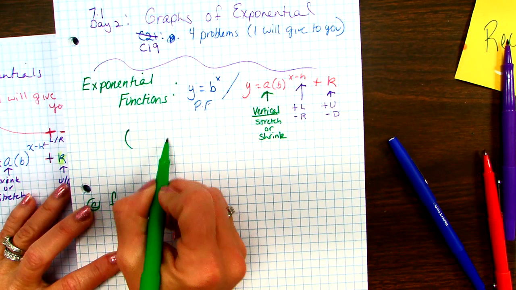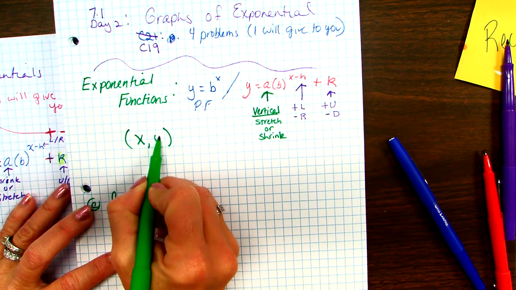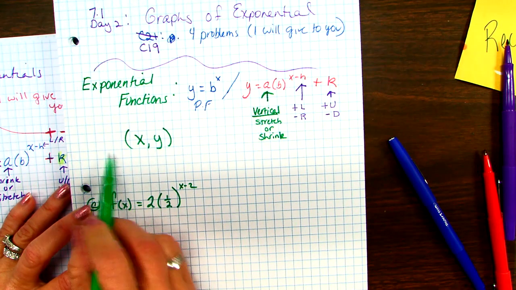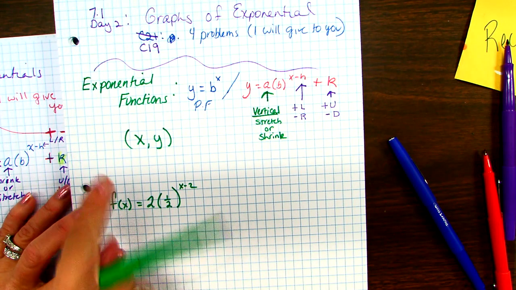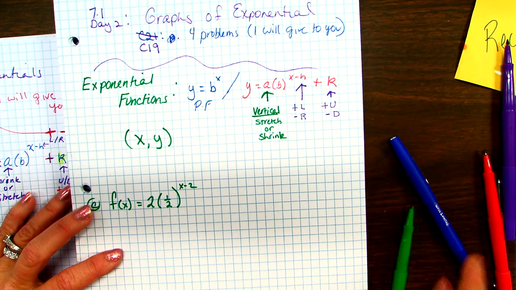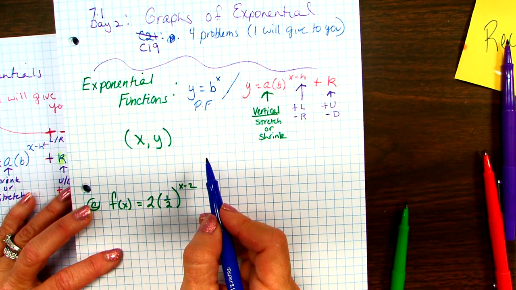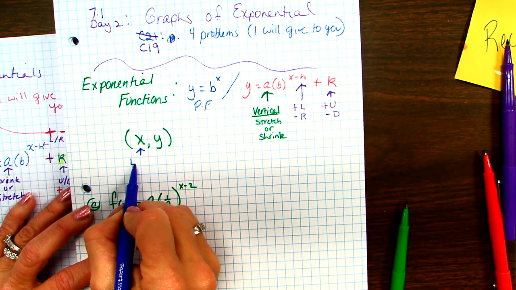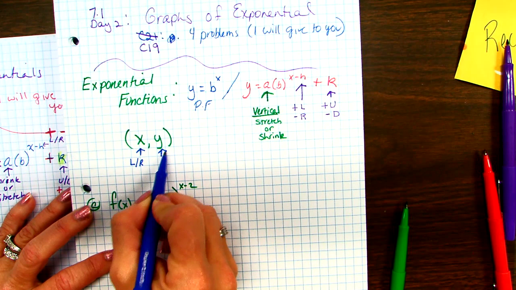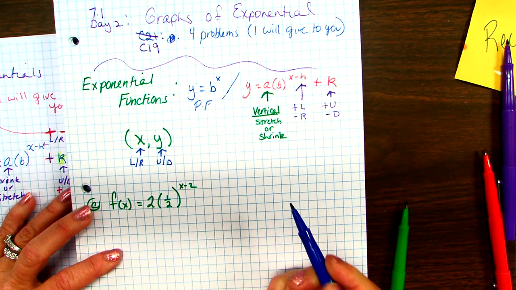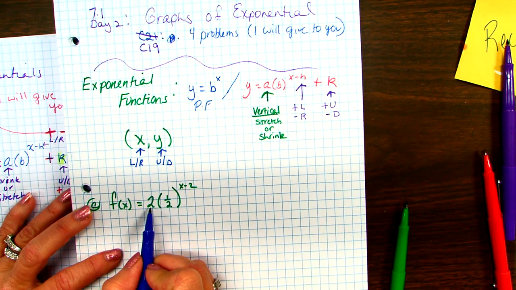Which part of an ordered pair, x and y, which one is your left and right? One of those is left and right. One of them is up and down. Which one is your up and down? Y, right? This one takes your graph left or right. This one is up or down. So 2 affects the y value.